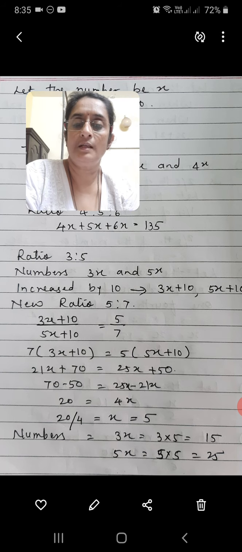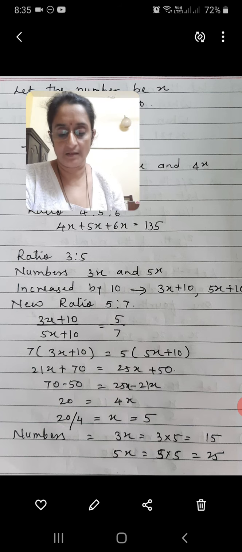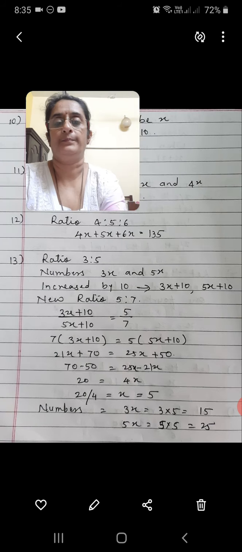Now to find out the numbers, they are 3x and 5x. To find out, multiply 3 with 5 and 5 with 5. The numbers are 15 and 25. This is our 13th question, children. Let us go to the 14th one.